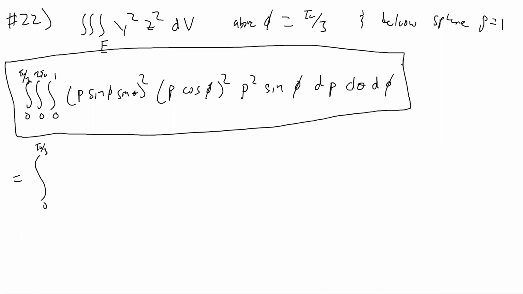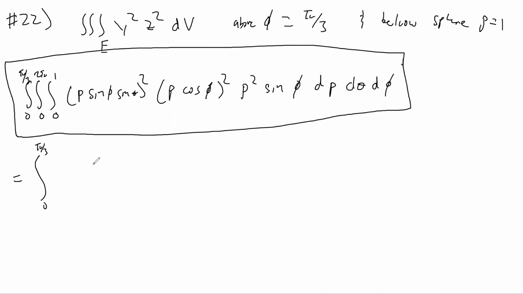or let me simplify this down first. That's going to be rho squared sine squared phi, sine squared theta, rho squared cos squared phi, and rho squared sine phi. So we can group up all the rhos together, so it's going to be rho to the power of 6. Or wait, sorry, this is not rho, this is supposed to be phi.